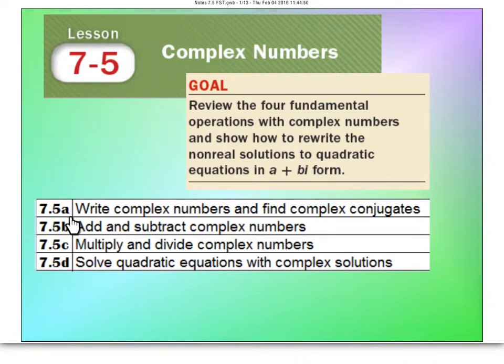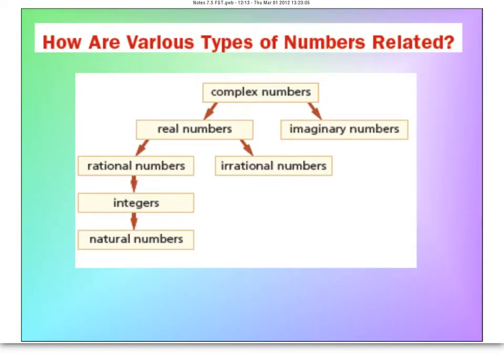Learning Objective A, we're going to look at writing complex numbers and finding complex conjugates. Before we start looking at computations with complex numbers, let's talk about where they fall in the family of numbers. Complex numbers are at the top of everything. They include two different types of numbers, real and imaginaries.